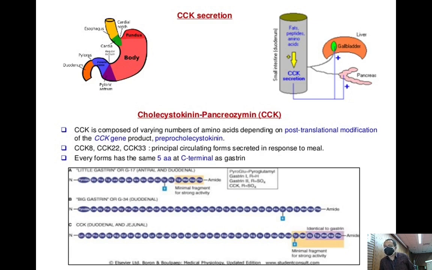As I've said earlier, every form of CCK, whether CCK8, CCK22 or CCK33, will have the same 5 amino acids at the C terminal as gastrin. So there is a component of gastrin in CCK. That's why they are said to be clubbed in the same group or same family, because of this feature.